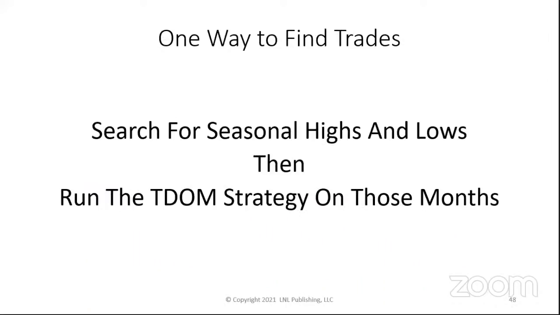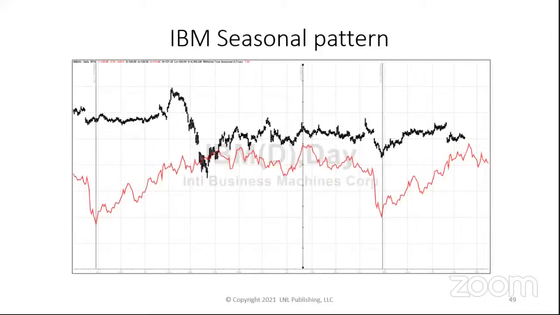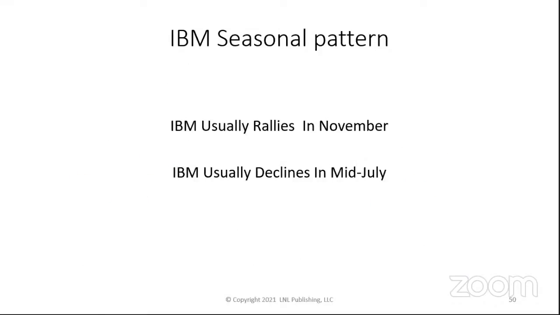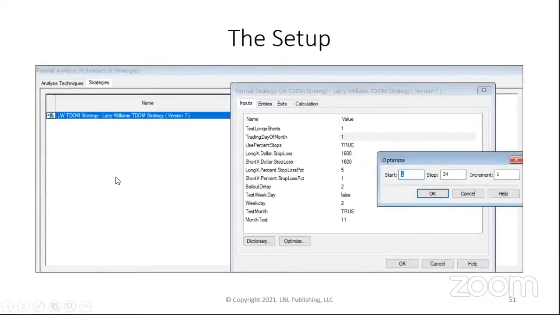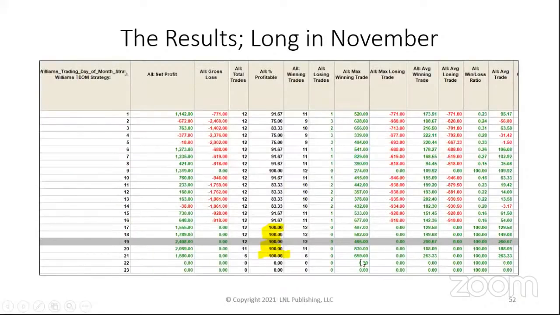Okay, so we see IBM usually rallies in November, usually declines in mid-July. Can we use that to our advantage? Yeah. Here we're going to test IBM in July, trading day 1 through 24, or it should be 1 through 23. Then we're going to test in November, the 11th month. And we run it. Oh, look at that. Trading day 19 in the last 12 years, trading day 17, all those trades were successful.